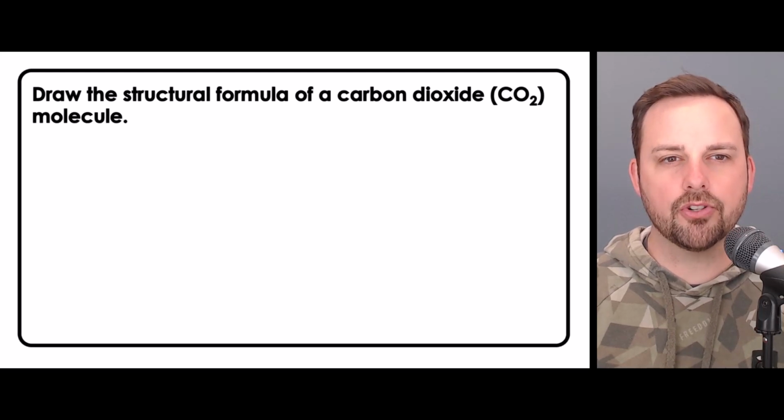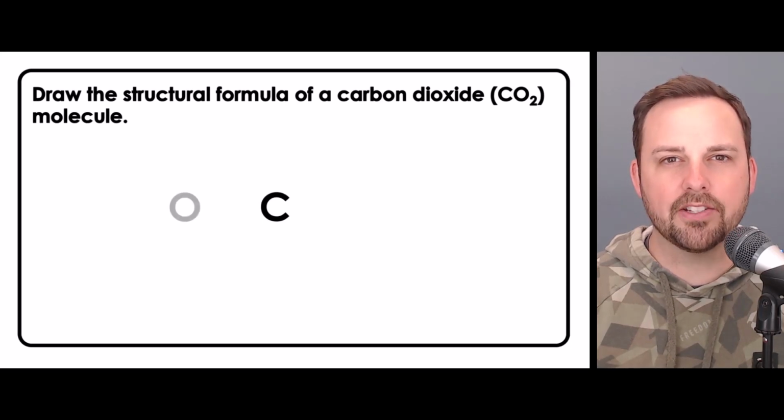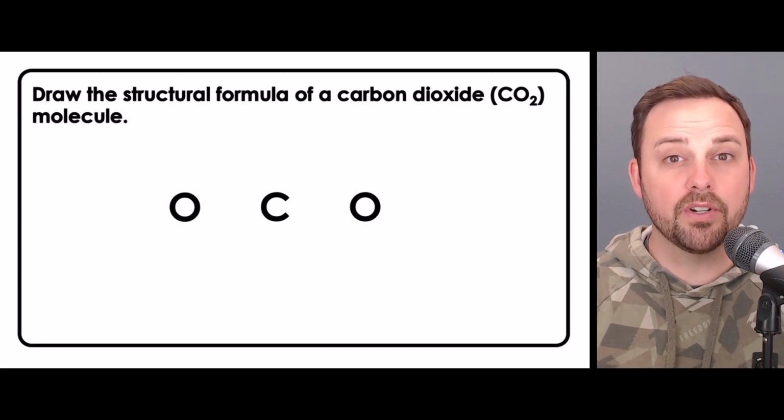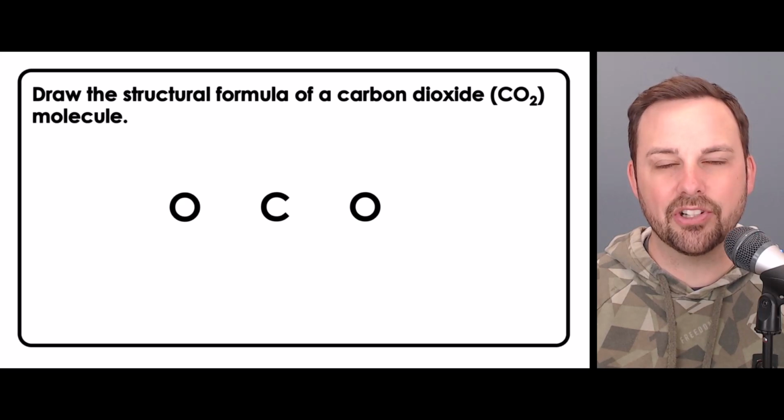This time we're going to draw the structural formula of carbon dioxide. That's CO2. Once again, we'll begin by drawing the center atom in this molecule, which is carbon. Then we'll draw an oxygen on one side and an oxygen on the other side. Notice we're not drawing the nucleus, we're not drawing the valence shells or any electrons. We're just writing in the letters, that's the element symbol, at the appropriate places.